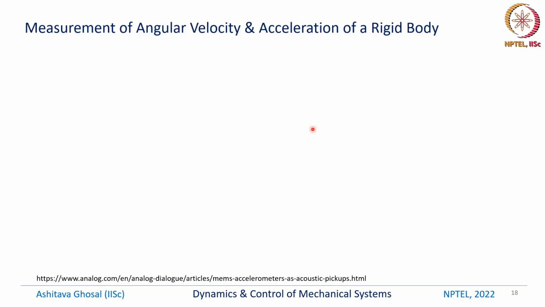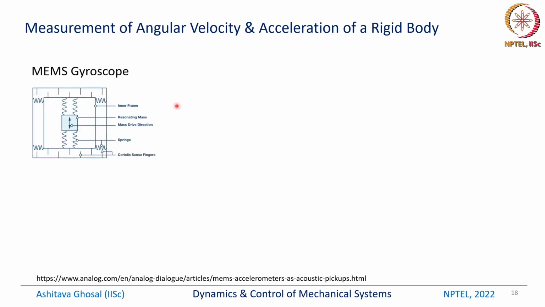Let's change topics. We would like now to discuss how to measure angular velocity and acceleration of a rigid body. Okay. There are various ways to measure angular velocity and acceleration of a rigid body. I want to discuss something which is called a MEMS gyroscope. Basically, a MEMS gyroscope is a very small device. In fact, it is so small that it fits into your mobile phone nowadays.